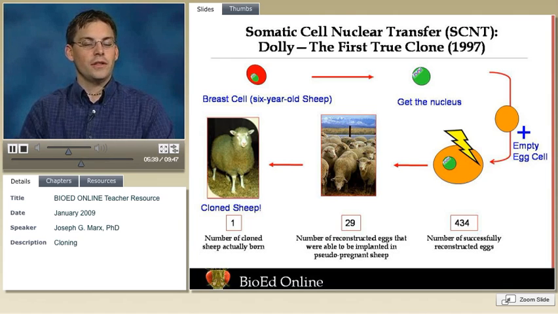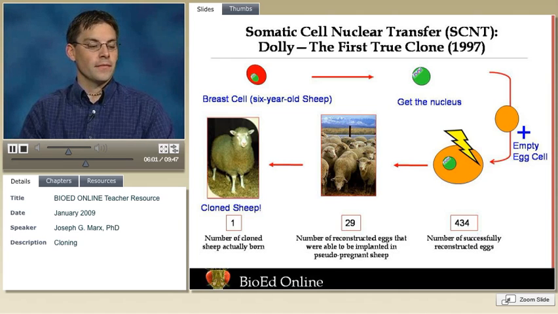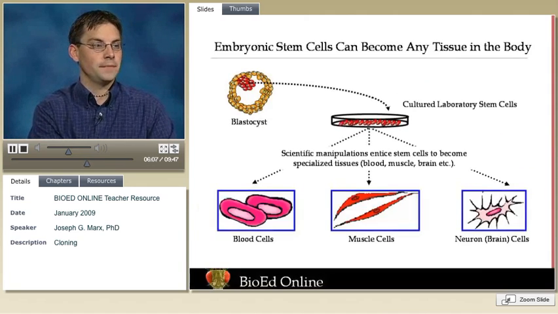A note of caution though, on this slide there are some numbers boxed in red, and these indicate the number of successful attempts. So the researchers combined 434 nucleus and eggs together. Of those, only 29 actually started to divide. Of those 29 that started to divide, all were implanted. However, only one produced a viable offspring, essentially giving a success rate of 0.002%, a very, very low number.